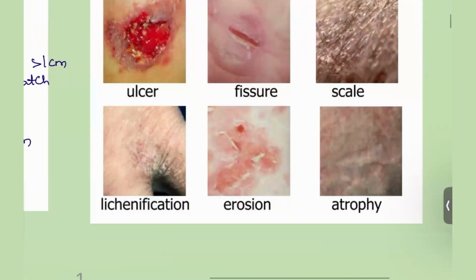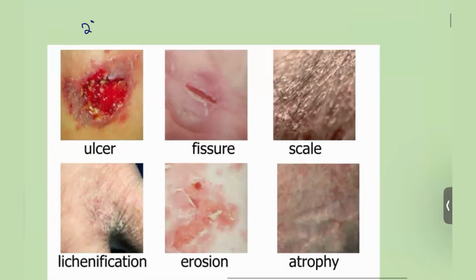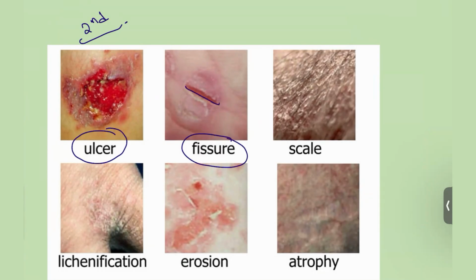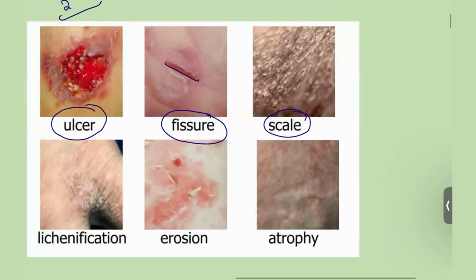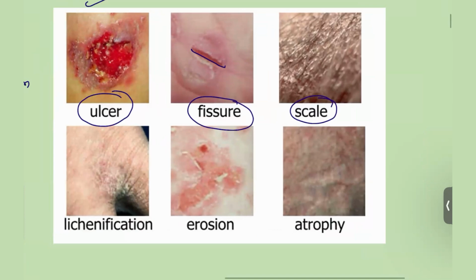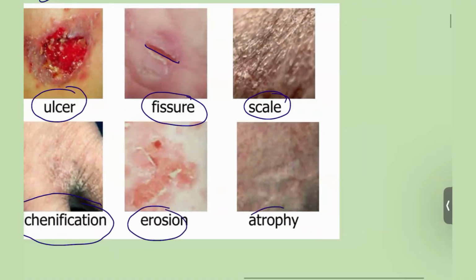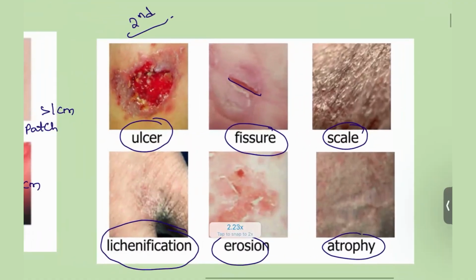Next one. These are the secondary lesions. Secondary lesions will be ulcers and fissures. There will be a break in the skin, and scaling due to more and more itching. If that itching is continuously present, it is going to form lichenification, erosions and atrophy. These all are the secondary lesions.